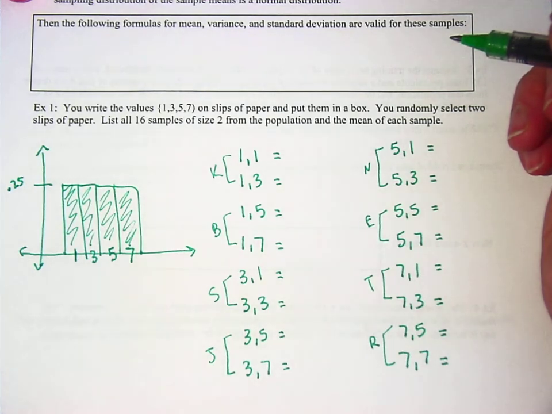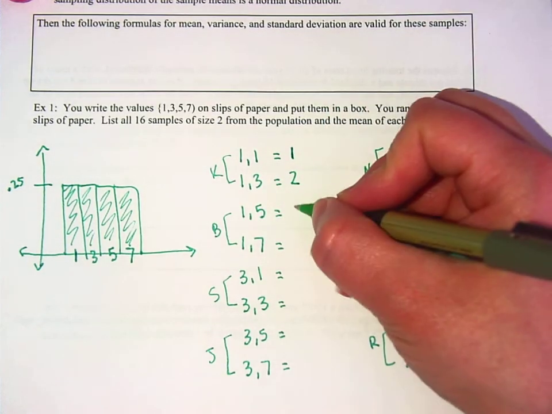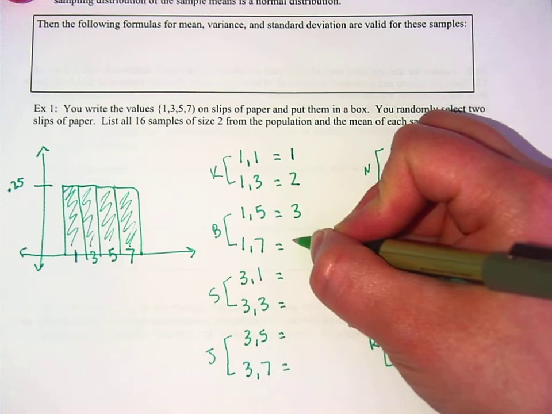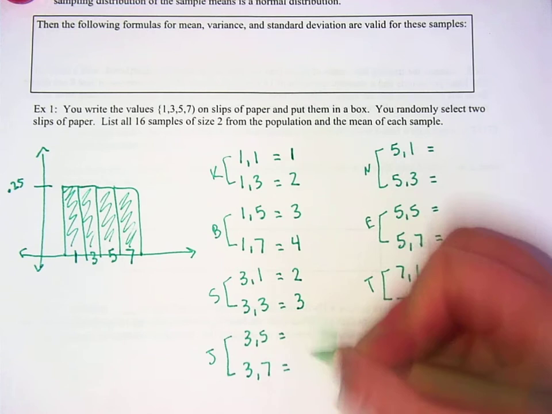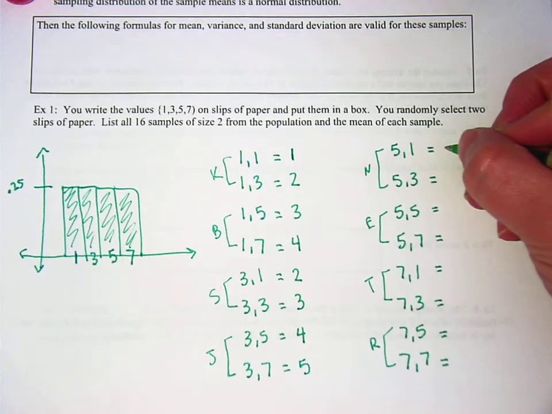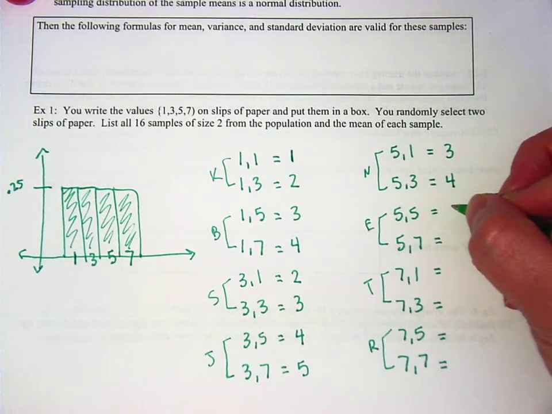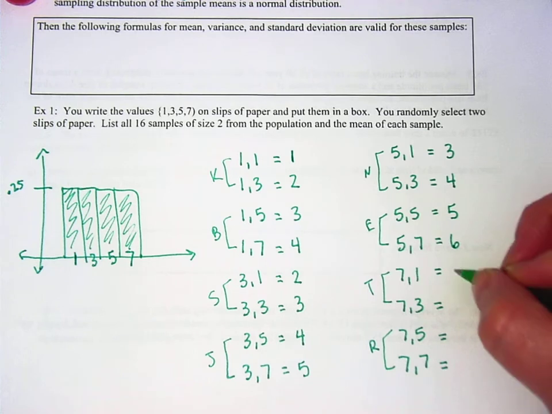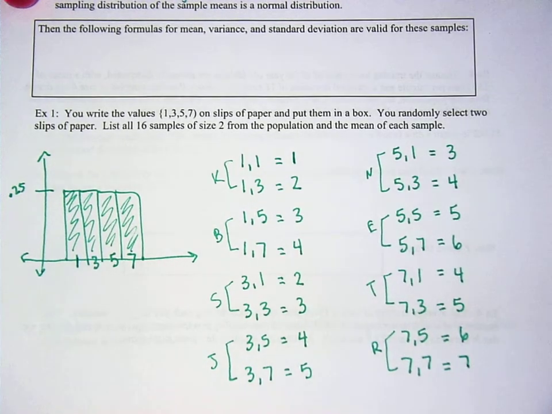All right, Caitlin, what did you get? What's the average of 1 and 1? 1. Mm-hmm. What's the average of 1 and 3? 2. Good. Brennan? Sierra? 2, 3. Jeff? 4, 5. Natalie? 3, 4. Emma? 5, 6. Thomas? 4. Rihanna? Okay, so here are our answers.